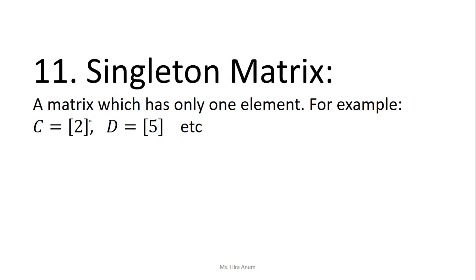Singleton matrices. In a singleton matrix, there is one element. You can see this C equals matrix 2, D equals matrix 5, or E equals matrix 0, or any number. This is called a one element singleton matrix, 1 cross 1.